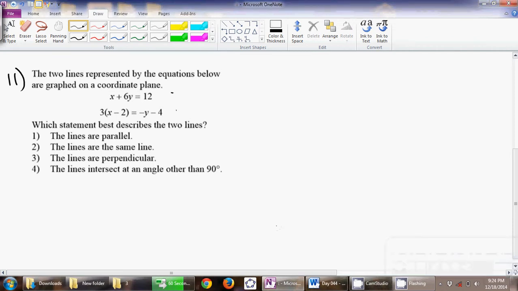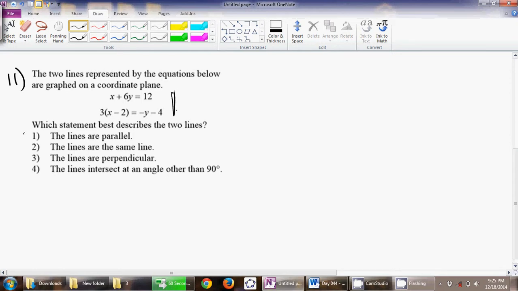Okay, problem number 11. Two lines represented by the equations below are graphed on a coordinate plane. I don't see a coordinate plane, so we're not even going to use it. Let's see what they want us to do with these two lines. Which statement best describes the two lines?